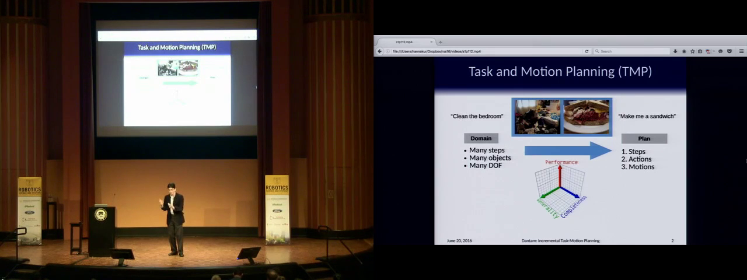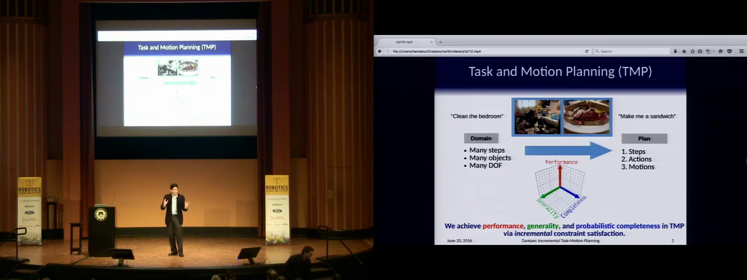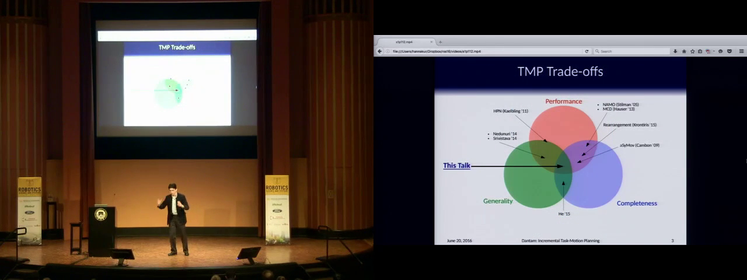Planning algorithms should have certain properties. They should be complete, they should be general, and they should give us good performance. We achieve a balance of these properties using incremental constraint satisfaction. There are a lot of approaches that make different trade-offs in the space of properties. We aim for this middle ground that balances all of them, and we do this by leveraging incremental constraint solvers.